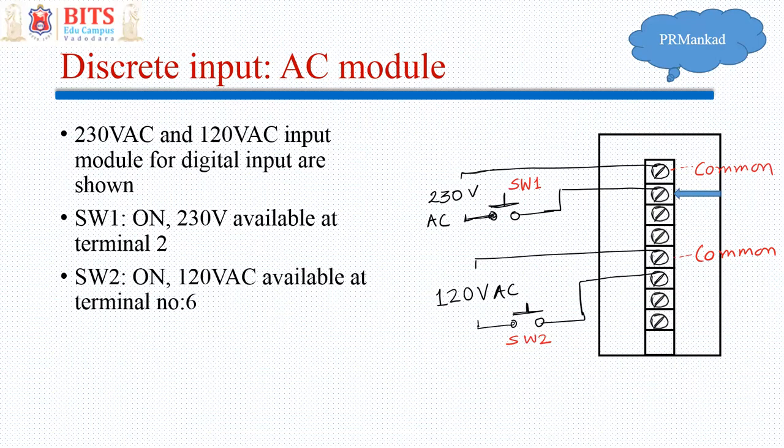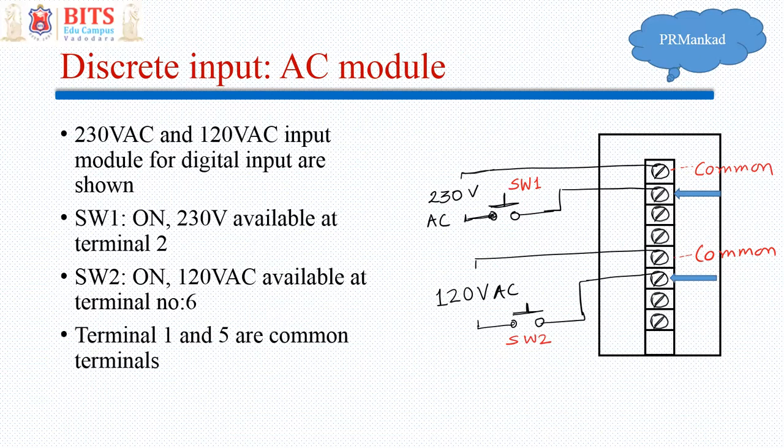Similarly, in some field situations you have a 120 volt AC supply available, so there you work with the 120 volt AC input. That means when the switch is pressed, 120 volt is available at terminal number 6 over here, right? Likewise, you can have different voltages at which these discrete input modules work: 120 volt AC, 230 volt AC, 24 volt AC, 48 volt AC, and so on and so forth. Depending on the field situation and the control supply available in the field, these voltage levels are used.